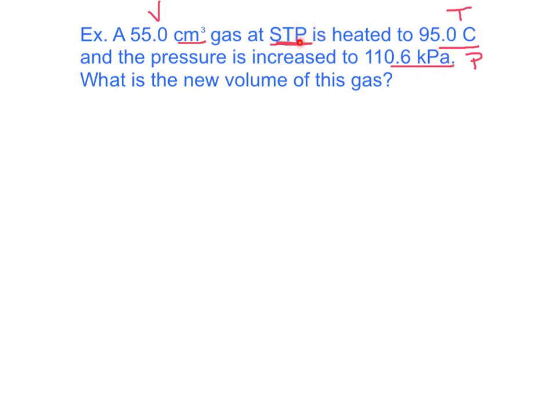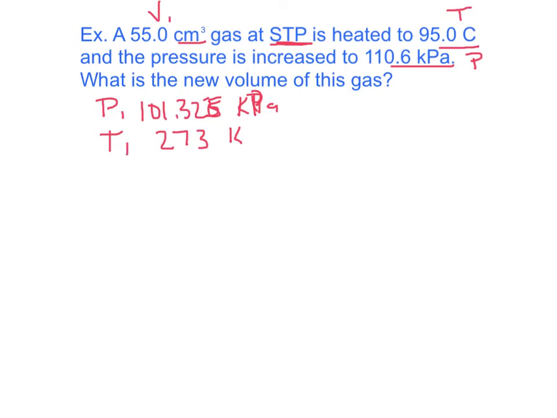So we want the standard pressure in kPa, which is 101.325 kPa. That's a P. The other problem is our temperature, which we know the standard temperature is 273 K. That's T, and this is P. Notice these go together: volume, temperature, and pressure. So these are all our initial: this is V1, this is P1, and this is T1.